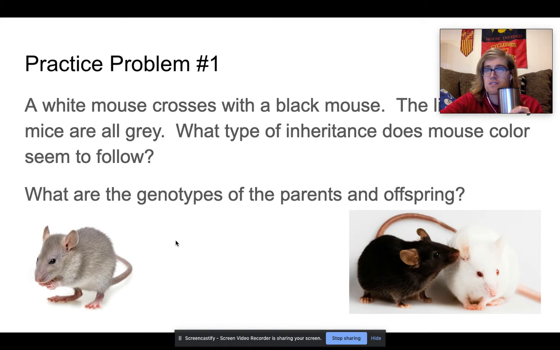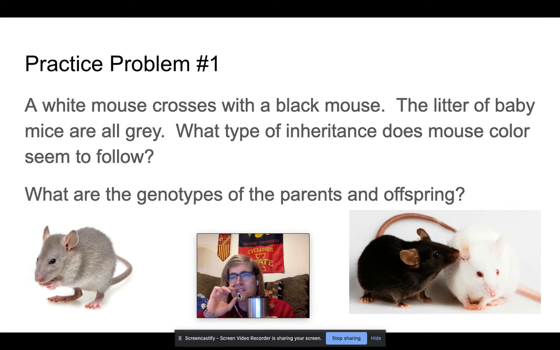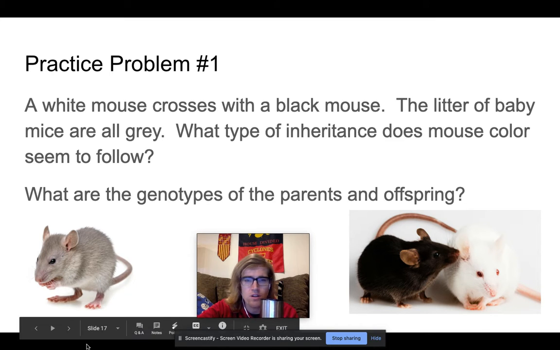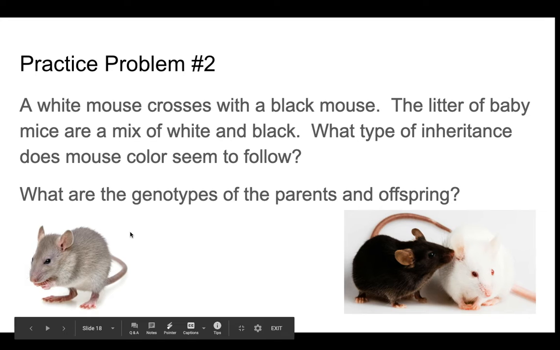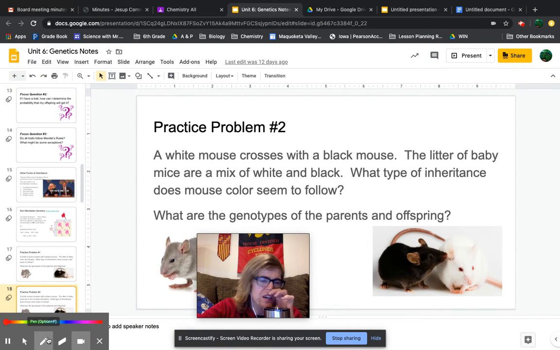All right, so this is incomplete dominance. Let me move my camera here. A white mouse crosses with a black mouse. The litter of baby mice are all gray. What type of inheritance does mouse color seem to follow? All right, so we could draw ourselves a Punnett square. I thought I could do that with this software. Now I don't remember how. Here it is. Okay, so we draw ourselves a Punnett square.